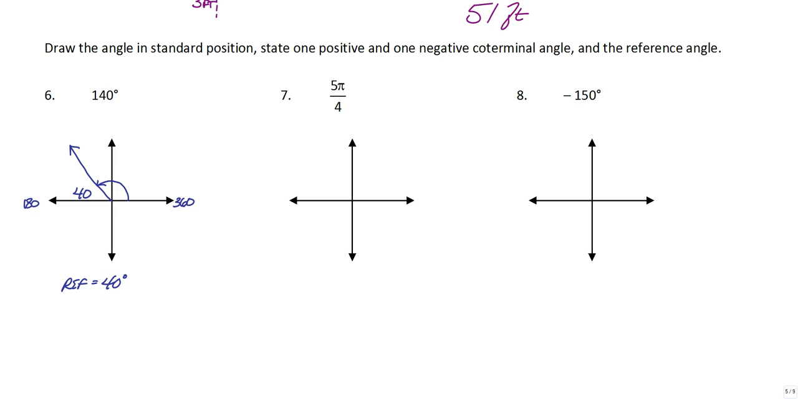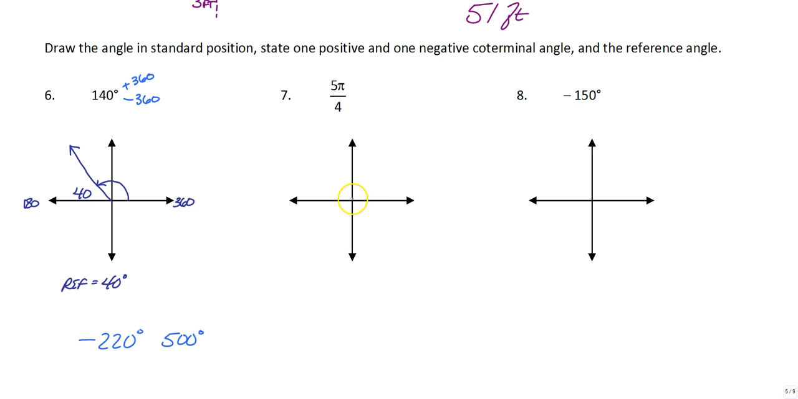Now, positive and negative coterminal angles, those are simple. You just have to add 360 or subtract 360 from the original till you find a positive or a negative. So in this case, you would have negative 220 for a negative one, and you would have 500 for a positive one. Now, of course, there's more. You can add 360 10 times if you want to. As long as you just keep on adding or subtracting 360, those are all coterminal angles. There's an infinite amount of them.